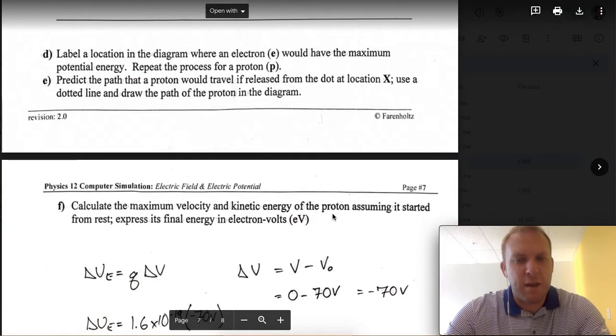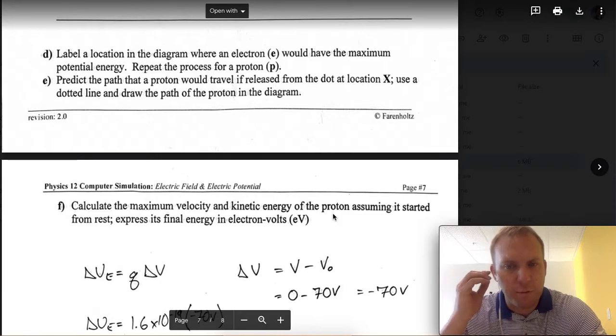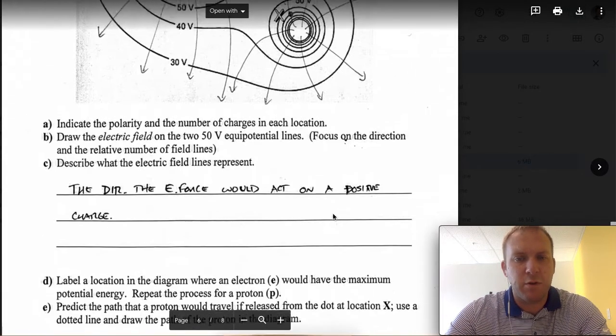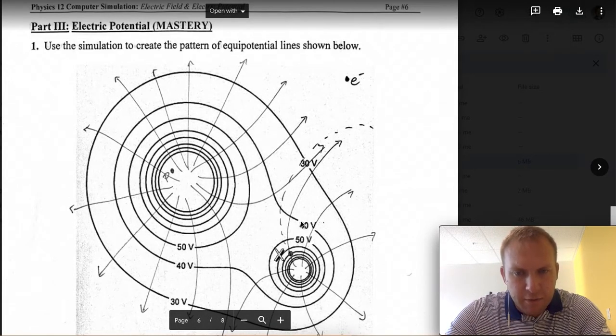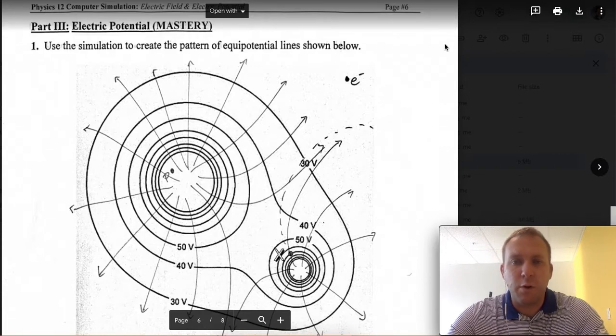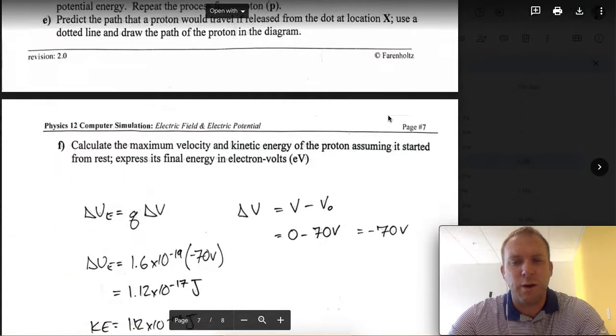Now it says calculate the maximum velocity and kinetic energy of the proton, assuming it started from rest. So here's what we know. It's going to start right here. That's 40, 50, 60, 70 volts of electric potential where it starts. As it goes away, we see that the voltage is going down, and eventually, if there's no negative charges, it's going to get to a voltage of 0. So I'm going from 70 volts to 0 volts. That's what I'm using in this problem.